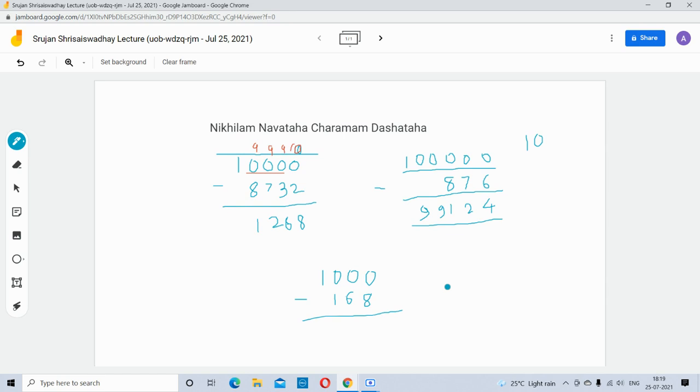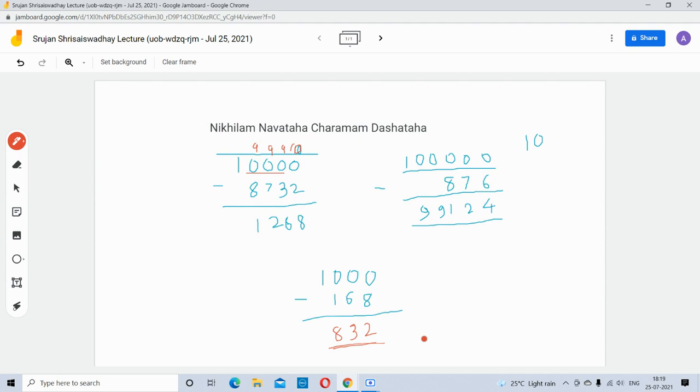You don't have a calculator. How are you going to do it? The last number you reduce from 10, so 10 minus 8 is 2. Now the rest is from 9. Here it is 3. The rest is from 9. Here it is 8. And your answer is 832. So you should get back 832 rupees.